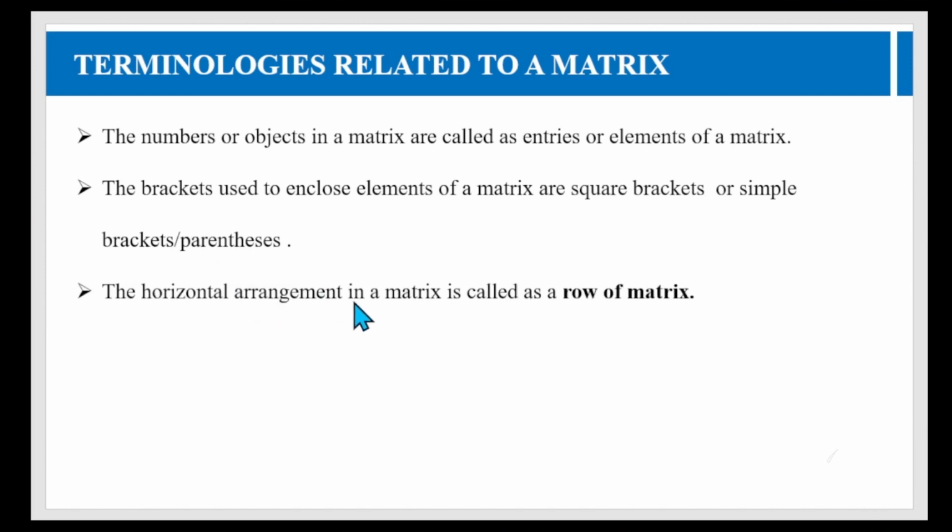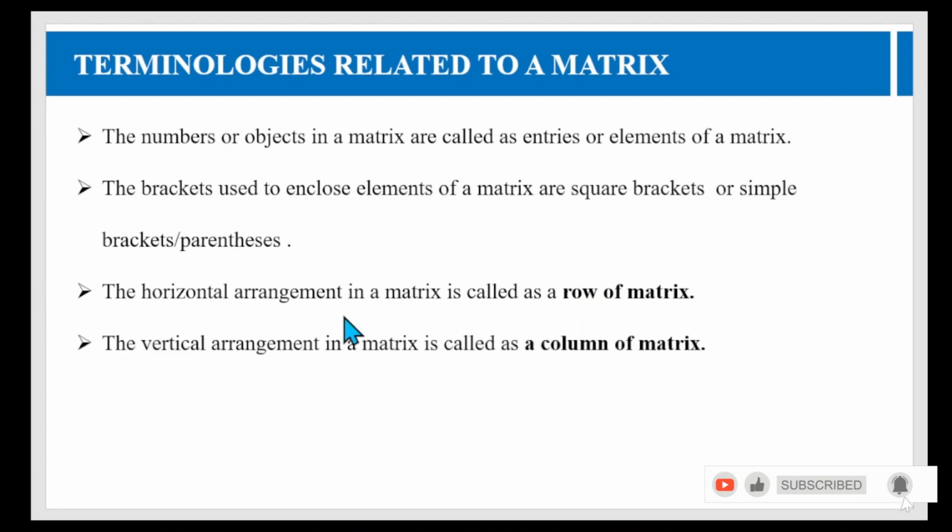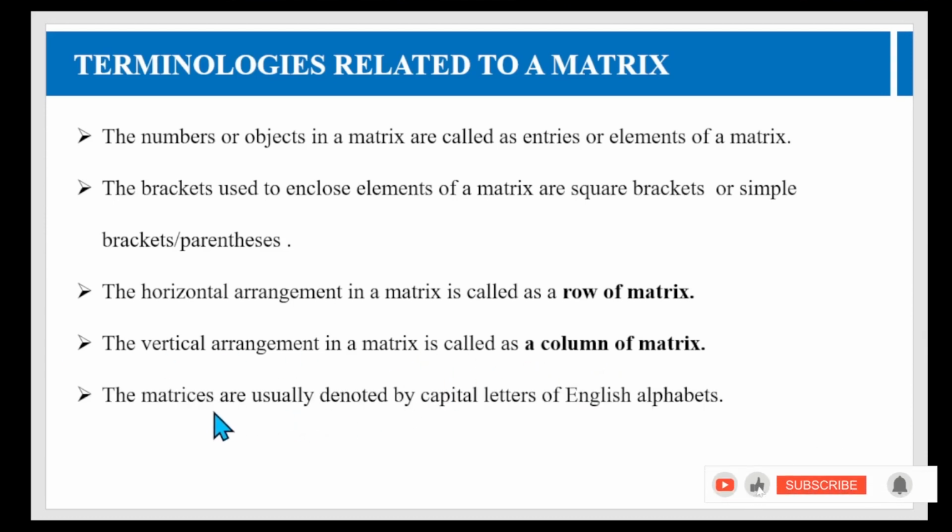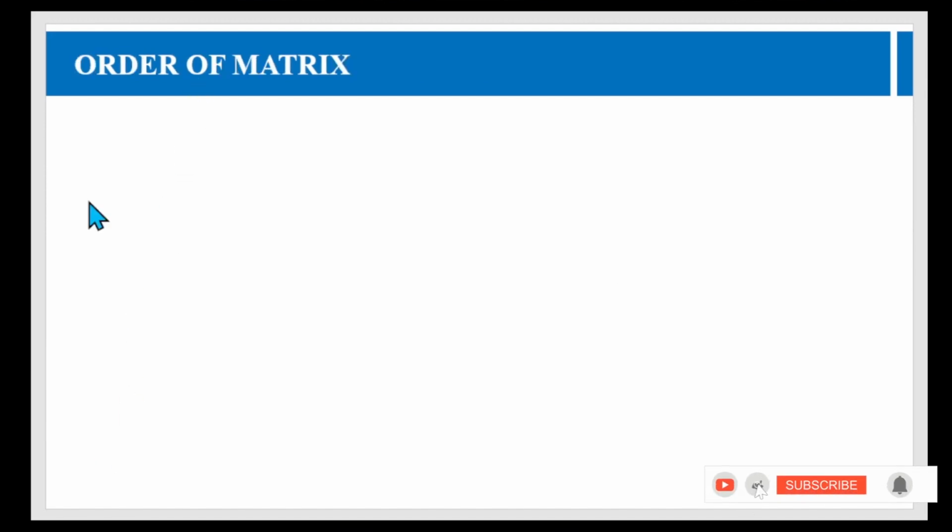Next, the horizontal arrangement in a matrix is called as what? Row of a matrix. The vertical arrangement in a matrix is called as what? Column of a matrix. The matrices are usually denoted by what? Capital letters, that is English alphabets. Now next terminology is order of matrix. Now ಇಲ್ಲಿವರೆಗೆ ಏನು ಕಲ್ತಿರಾ? ರೋ ಅಂದರೆ ಗೊತ್ತಾಯಿತು, ಕಾಲಮ್ ಅಂದರೆ ಗೊತ್ತಾಯಿತು, ಎಲಿಮೆಂಟ್ಸ್ ಆಫ್ ಎ ಮ್ಯಾಟ್ರಿಕ್ಸ್. ಲಾಸ್ಟ್ ಟರ್ಮಿನಾಲಜಿ, ವಿ ಹ್ಯಾವ್ ಟು ಅಂಡರ್ಸ್ಟ್ಯಾಂಡ್ ವಾಟ್ ಈಸ್ ಮೀನಿಂಗ್ ಆಫ್ ಆರ್ಡರ್ ಆಫ್ ಮ್ಯಾಟ್ರಿಕ್ಸ್.